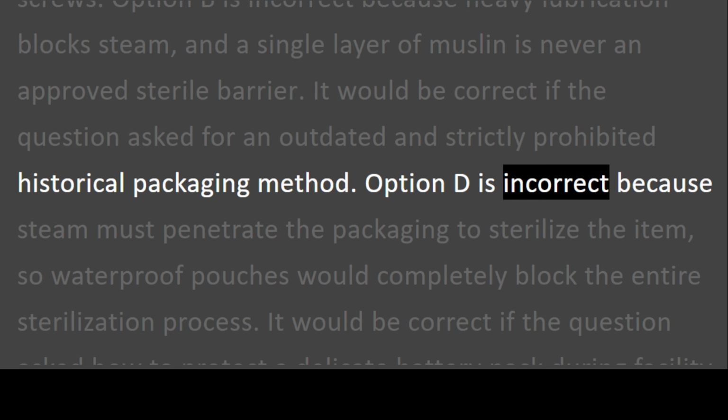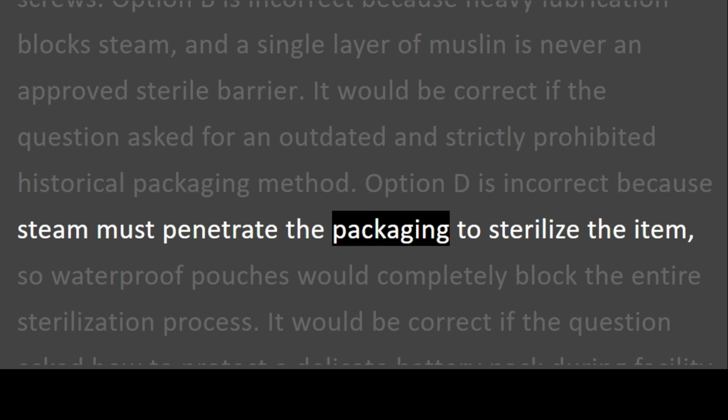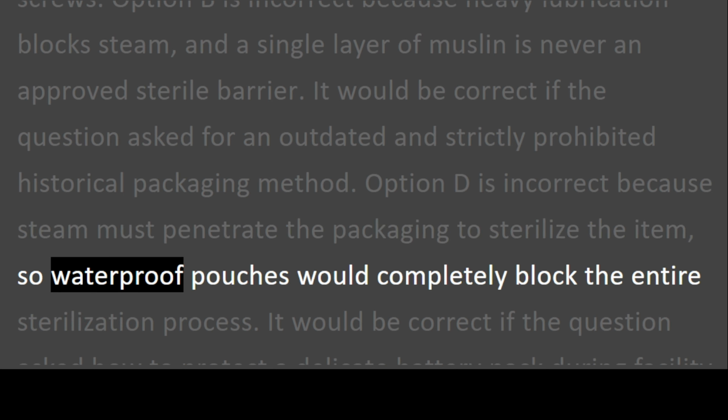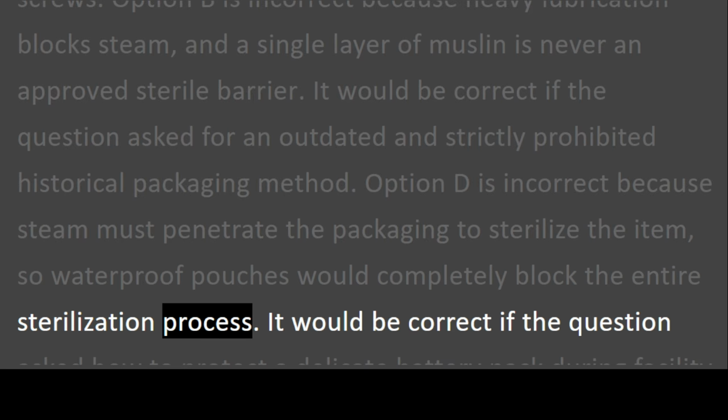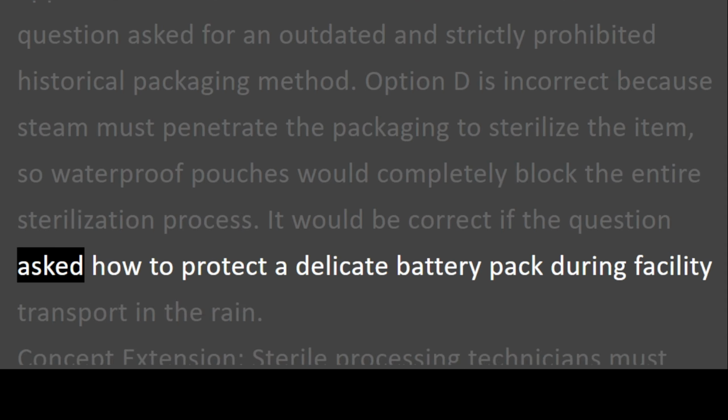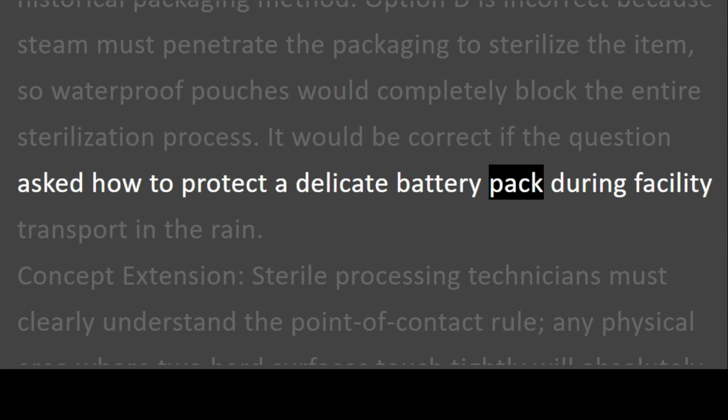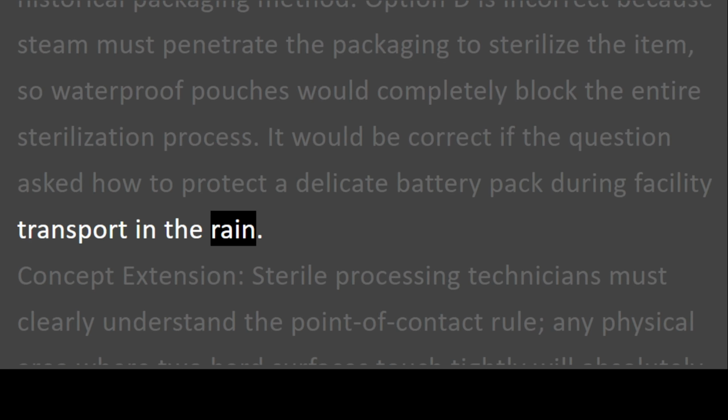Option D is incorrect because steam must penetrate the packaging to sterilize the item, so waterproof pouches would completely block the entire sterilization process. It would be correct if the question asked how to protect a delicate battery pack during facility transport in the rain.